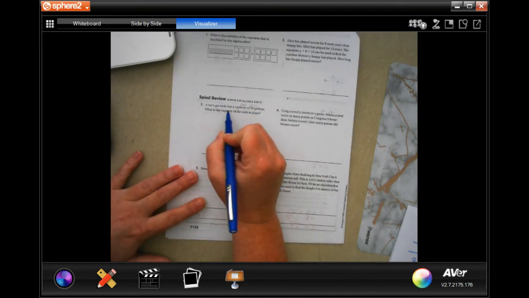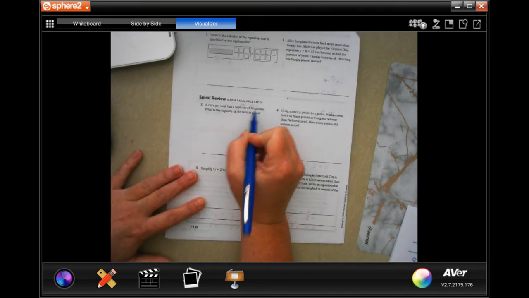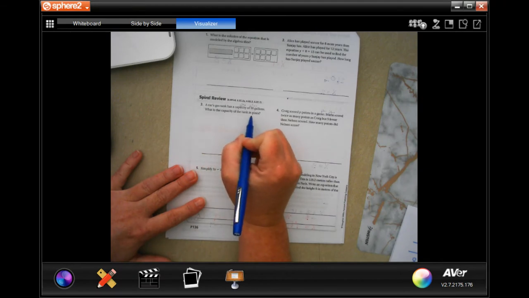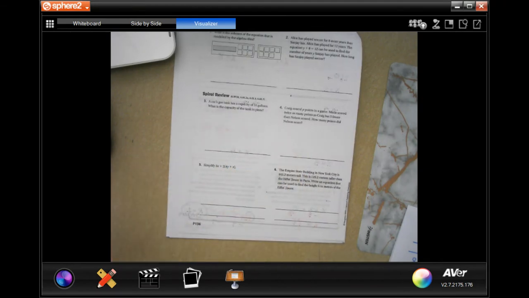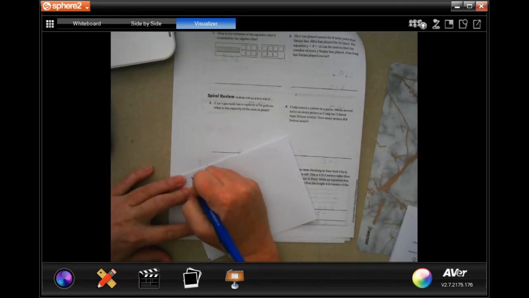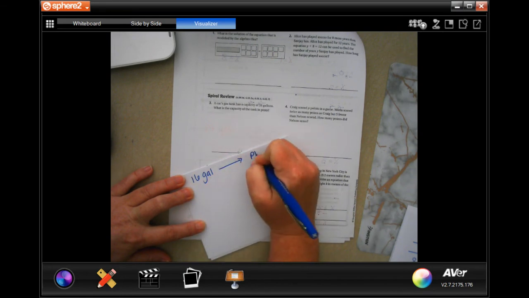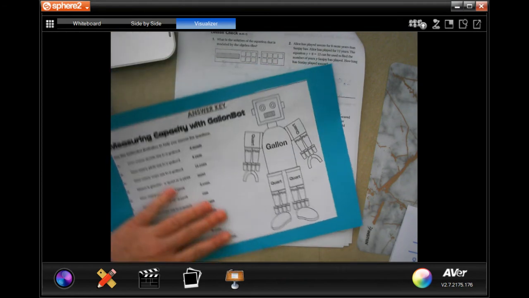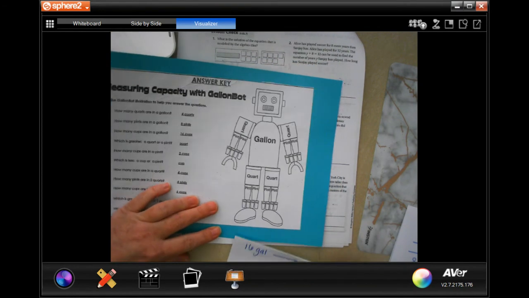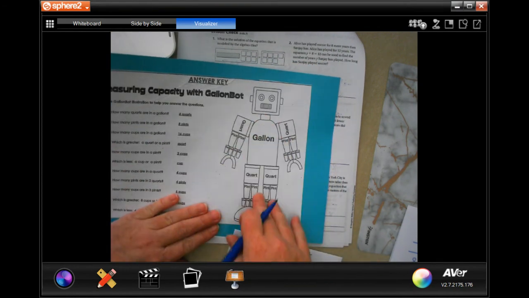Okay? A car's gas tank has a capacity of 16 gallons. What is the capacity in pints? Okay, let's get our robots, guys. Let me find mine really fast. There it is. Okay, so we need to convert 16 gallons into pints. Okay, so here's our robot. We don't need all the information over here, just our robot.